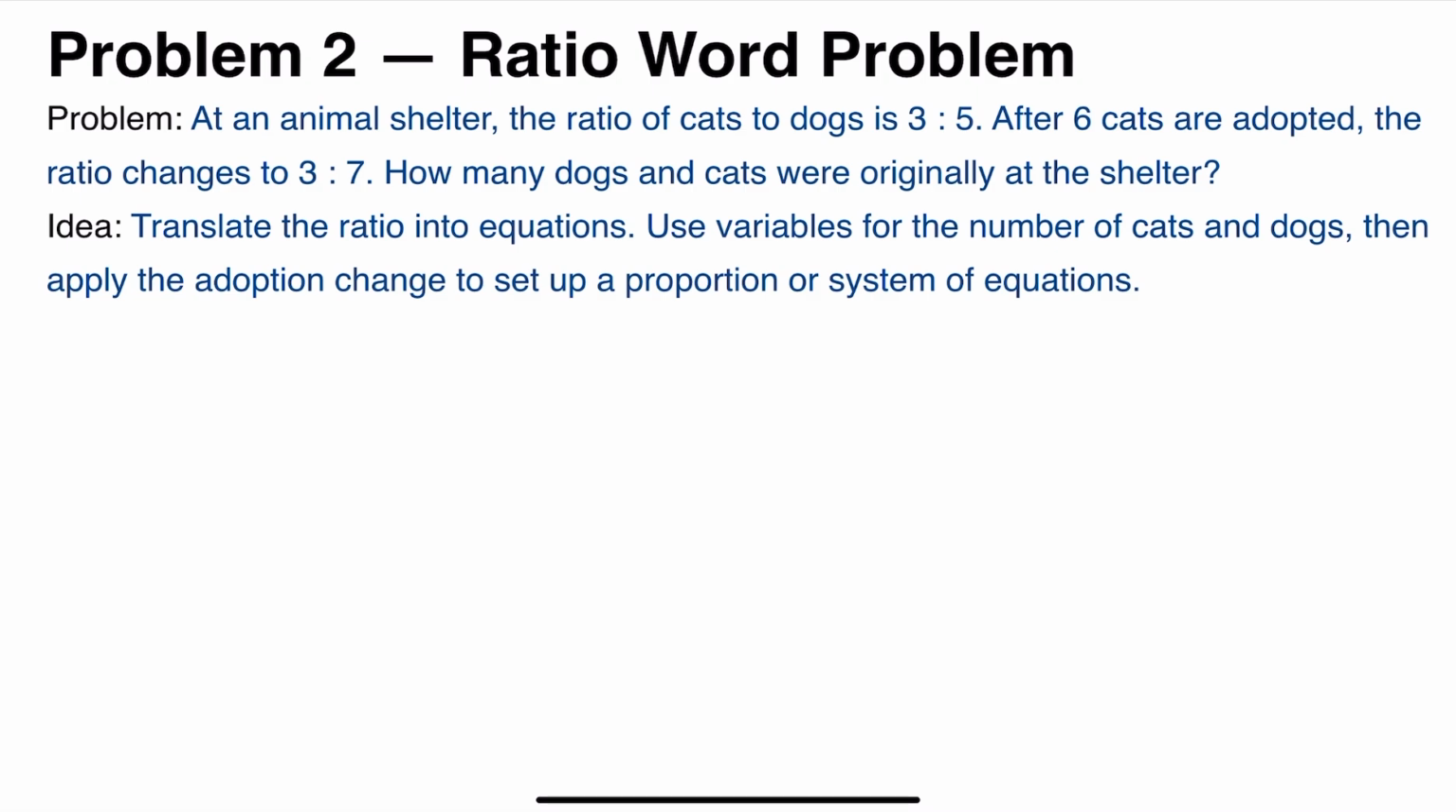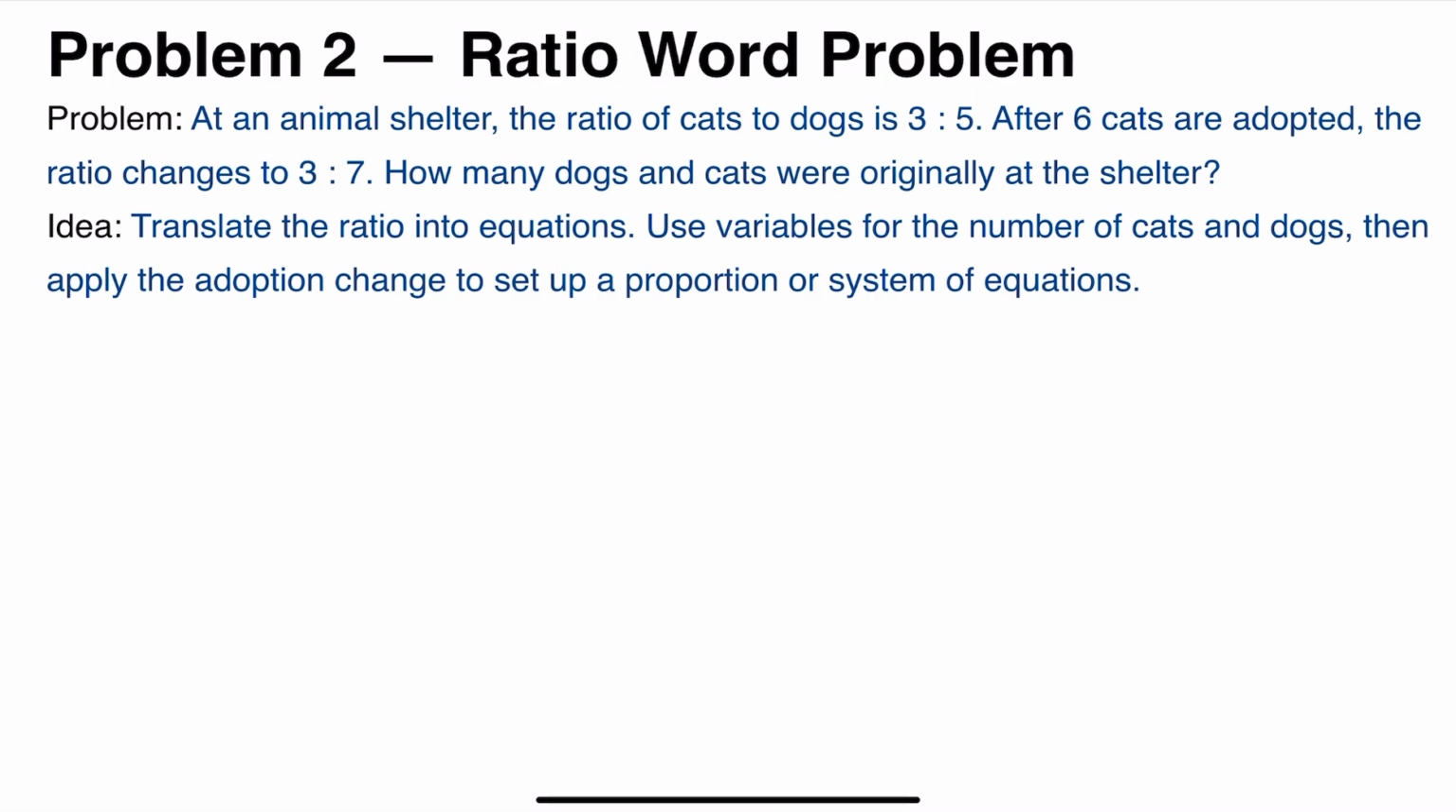At an animal shelter, the ratio of cats to dogs is 3 to 5. After 6 cats are adopted, the ratio changes to 3 to 7. How many dogs and cats were originally at the shelter?